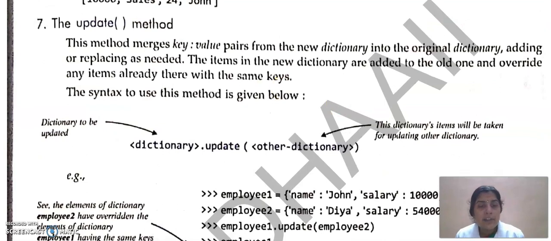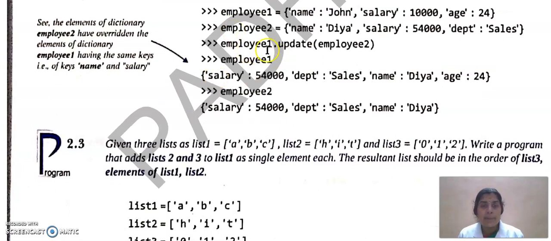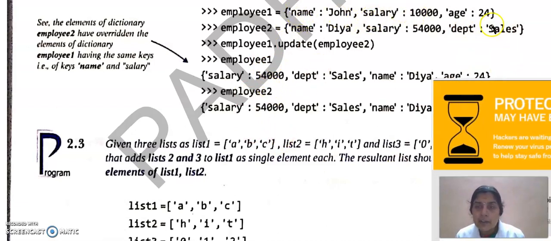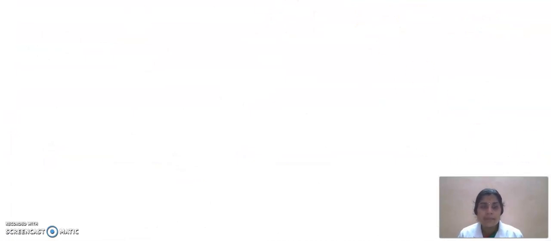Then the update method will update the value. That means we can use the update method to update another dictionary with our dictionary. Suppose we have two dictionaries, employee 1 and employee 2. Employee 1 dot update employee 2, what happens? Employee 2's data is merged or updated with employee 1's data. So name John, salary 10,000, age 24, and name Dia, salary, these are all created by the update.